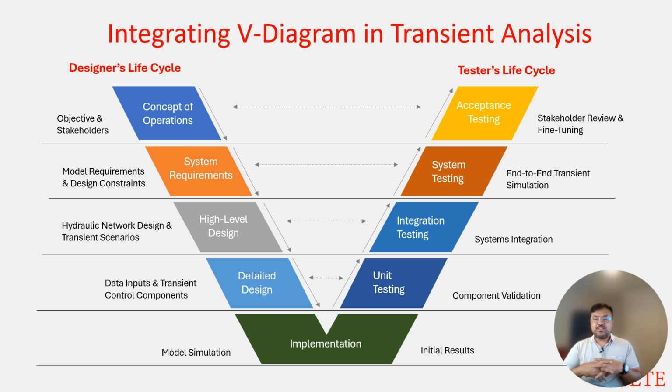Now let's introduce the V diagram. The V diagram is a popular model in systems engineering, and it perfectly illustrates how the approach works in practice. Let's walk through it. On the left side of the diagram, we start with requirements definition and concept of operations. This is where we define the objectives, identify stakeholders, and establish baseline requirements for the system.